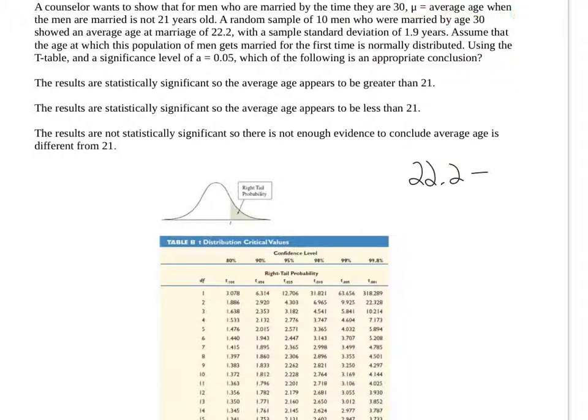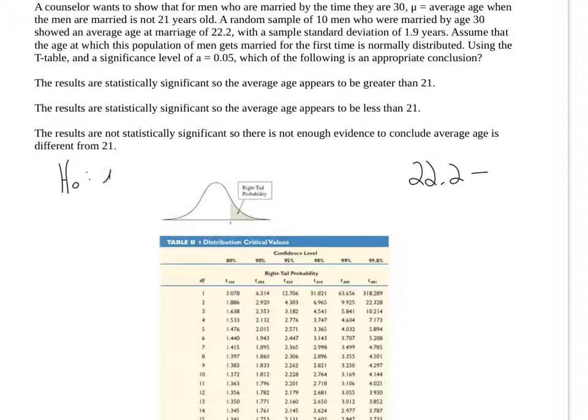The counselor wants to show that for men who are married by the time they are 30, mu, the average age of men who are married, is not 21 years old. So he's trying to show that it's not 21. Now remember, what the researcher is trying to show is not true is usually the null hypothesis. The null value associated with the null hypothesis here is 21. Now you'll notice that he didn't say it's greater than 21 or less than 21, he just says it's not 21. So this is actually a two-sided hypothesis test.